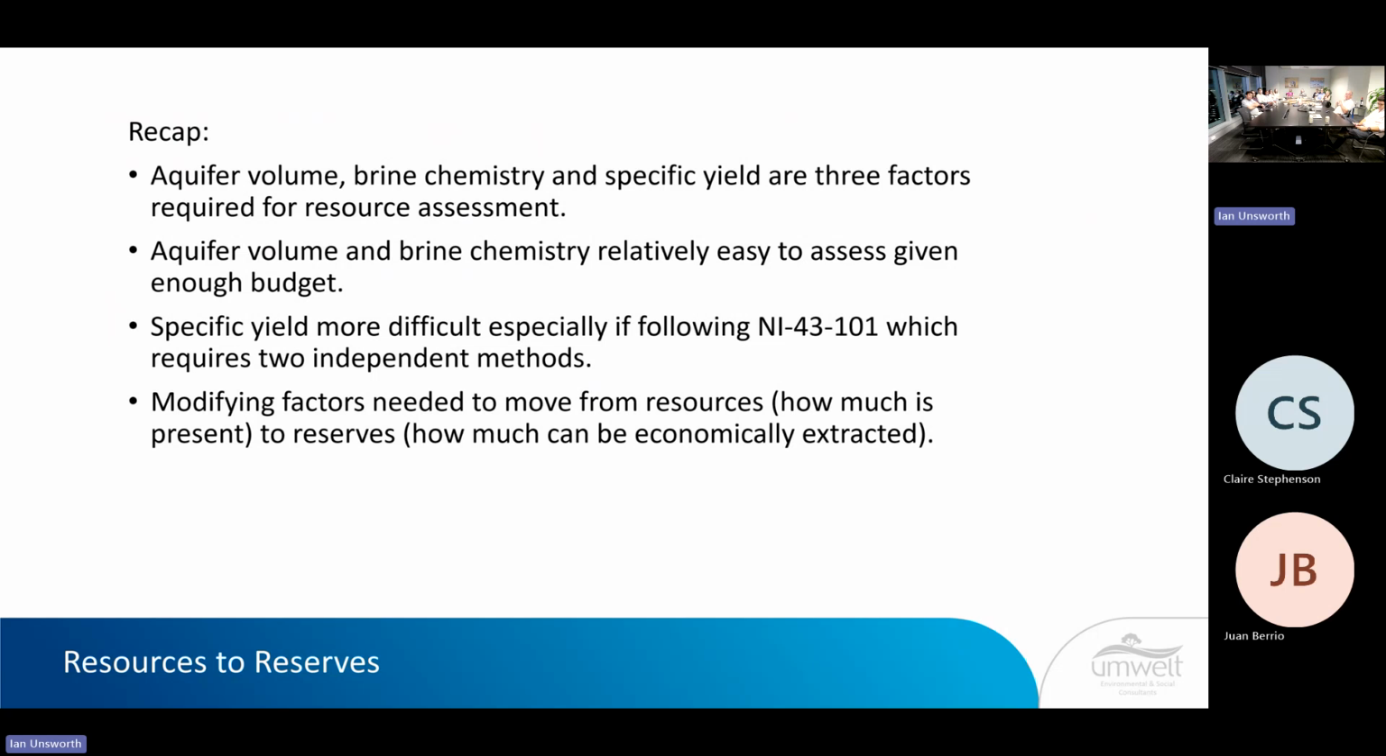Yeah, that's just a recap. Active volume, brine chemistry, specific yield define the resource. Active volume and brine chemistry are, I'd say, relatively easy given budget, and specific yield is a bit more difficult, especially if you're trying to get two separate methods. And modifying factors move you from resources to reserves, from how much is present to how much is economically extractable. I was talking, it's probably not economic to start pumping from 700 meters.